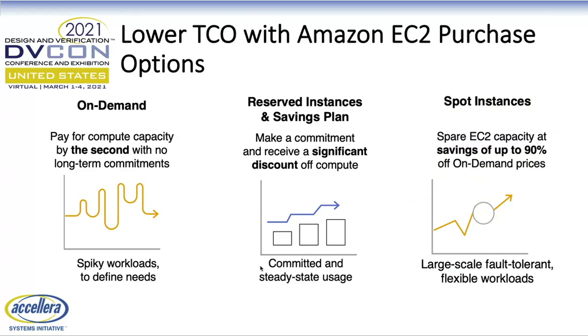And then finally, the spot instances. These are spare EC2 capacity, where we would offer them to customers at a savings of up to 90% of the on-demand price. So the spot instances are commonly used for large scale and flexible workloads that can support this concept of termination and restarting.